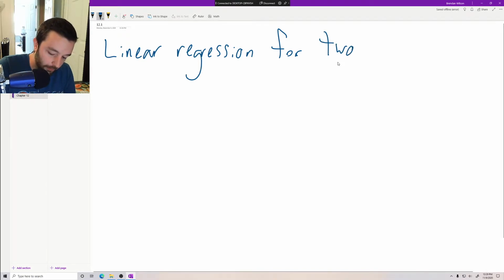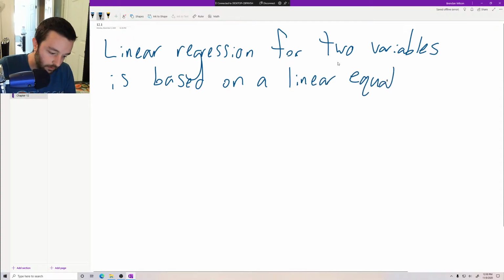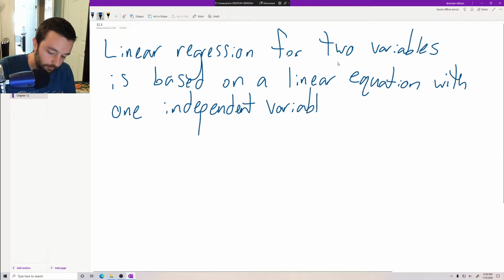Linear regression for two variables is based on a linear equation with one independent variable. Okay. So typically you might hear it just referred to as linear regression with one variable. That's because that one variable they're referring to is the independent variable.